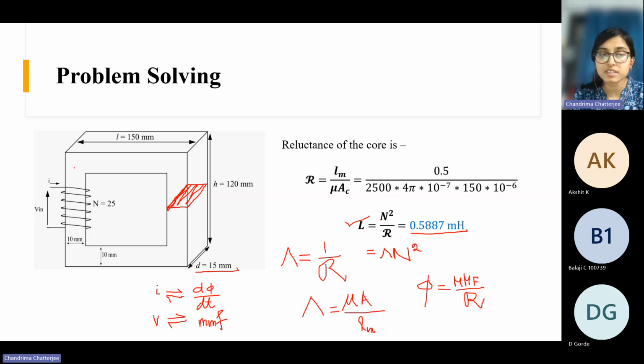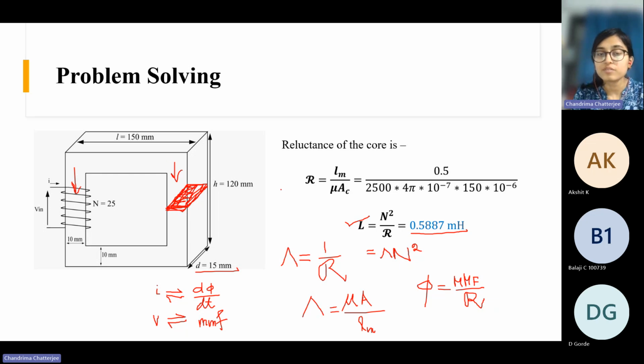The flux density here and the flux density here will be different, right? Because B is equal to phi by A. So if A is greater here and A is less here, then B here and B here will not be equal, and there may be some problem. So usually this is not the case.